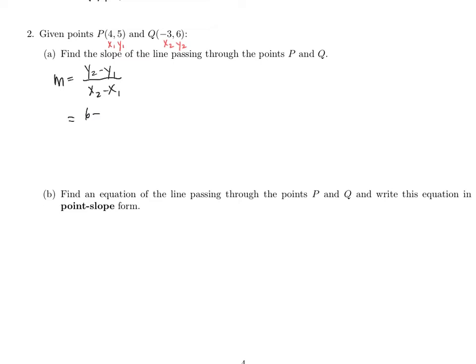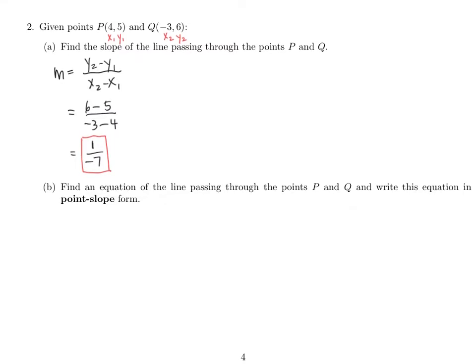So it would be 6 minus 5 over negative 3 minus 4. So that would be 1 over negative 7. So our slope is negative 1/7. That's what it asks us to find in part A. So there we go. All right, part B is find an equation of the line.